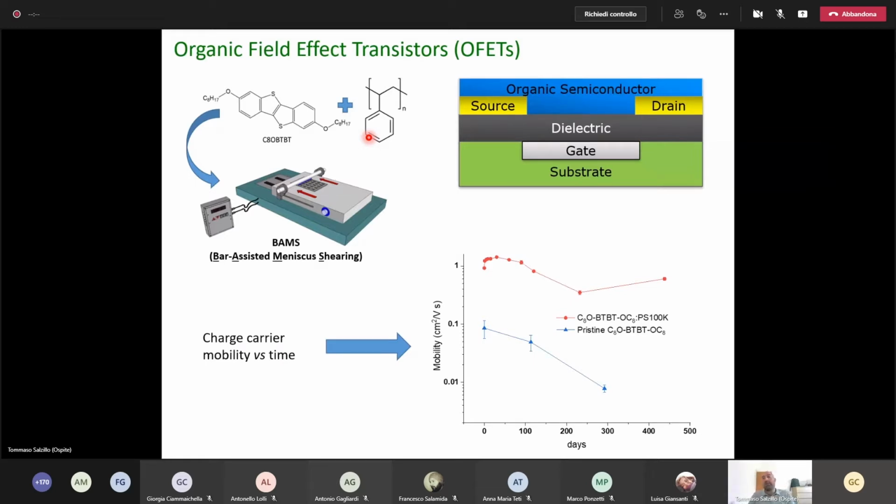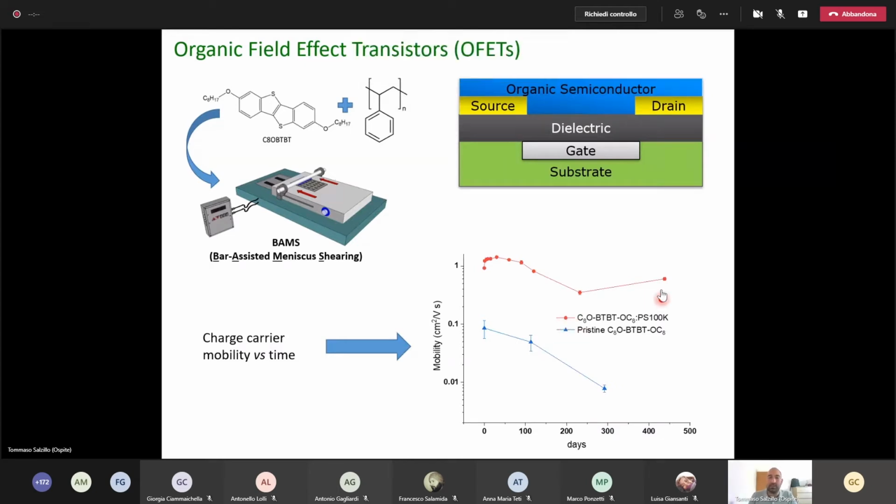So okay, we made the device, and then we measured the electrical performances. For field effect transistors, maybe Rafael explained everything last week, so I'm not going to say a lot of things, but just to remember, the charge carrier mobility is the main parameter that people in this field use. And here is the main parameter that I plotted in this graph versus time to understand how stable the devices are.